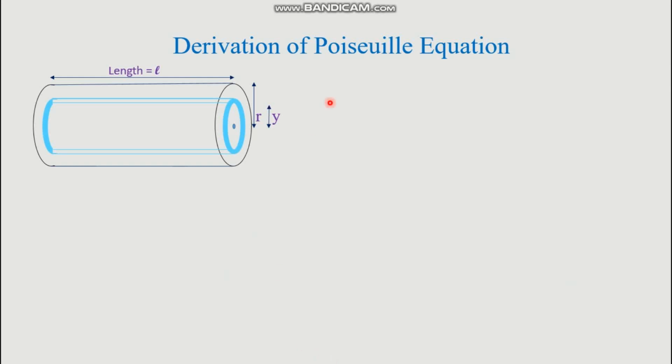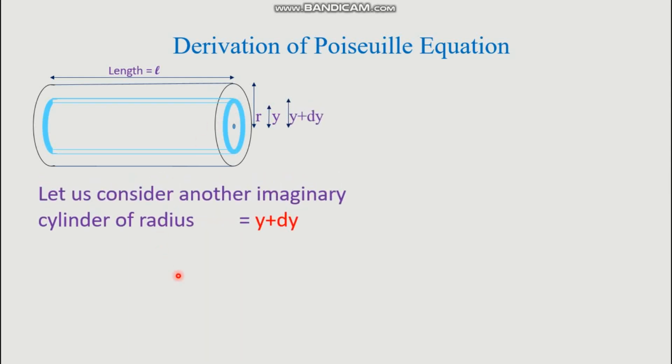Now we have to consider yet another cylinder. The cylinder with radius y had been shown as a shaded area, but this shade has been removed now. This is shown as a transparent cylinder here, because we are considering yet another imaginary cylinder at radius y plus dy, where dy is very small.